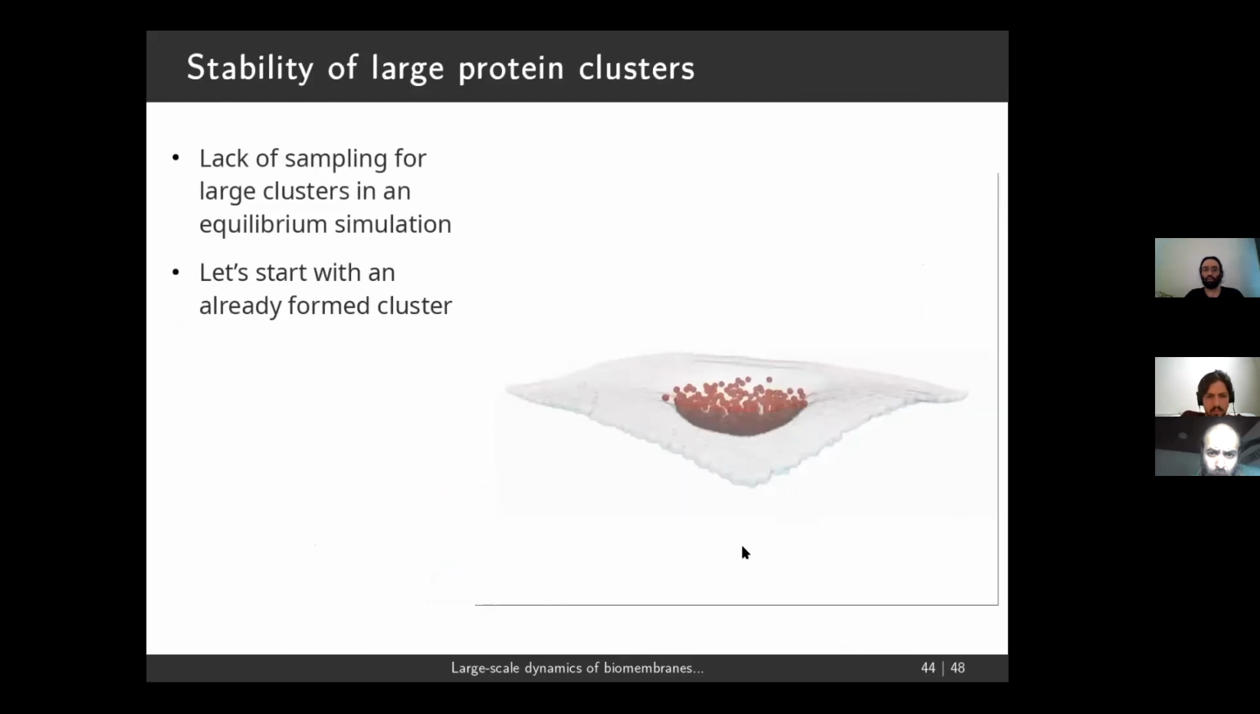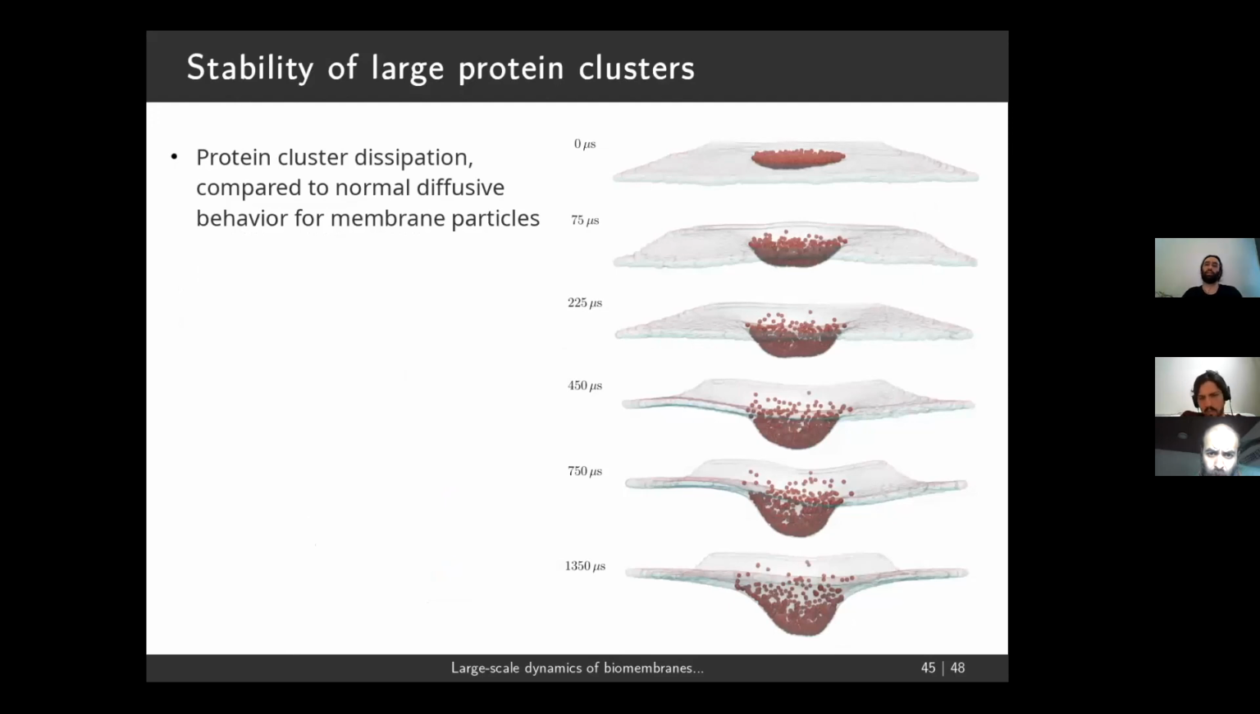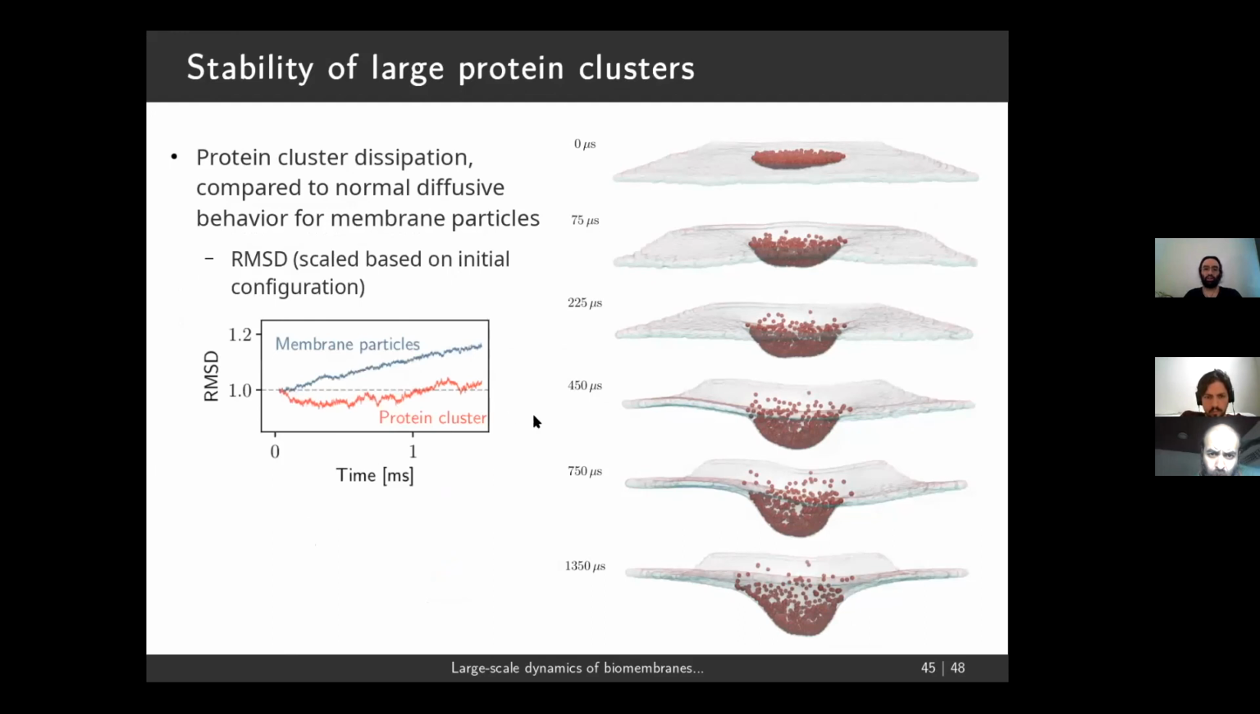And this is also another case for which we don't let the proteins aggregate on their own, but we start from an already formed large cluster. You can see that they induce a rather highly curved pit in the membrane. But what was interesting for me is that they tend to more or less preserve their proximity. So if you compare the displacement of the particles forming this protein cluster and the actual particles of the membrane, you can see that this cluster really persists a long time.